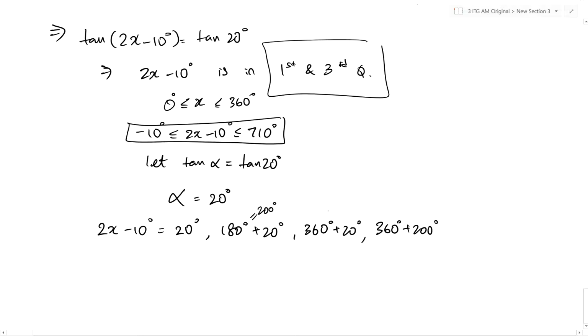If I plus another, this is 380. If I plus another 360, I fall out of range already. Okay, so I stop here. Which tells me that I've got 20 degrees, 200 degrees, 380 and 560 degrees. I'm sure you can find out x yourself. Yes?